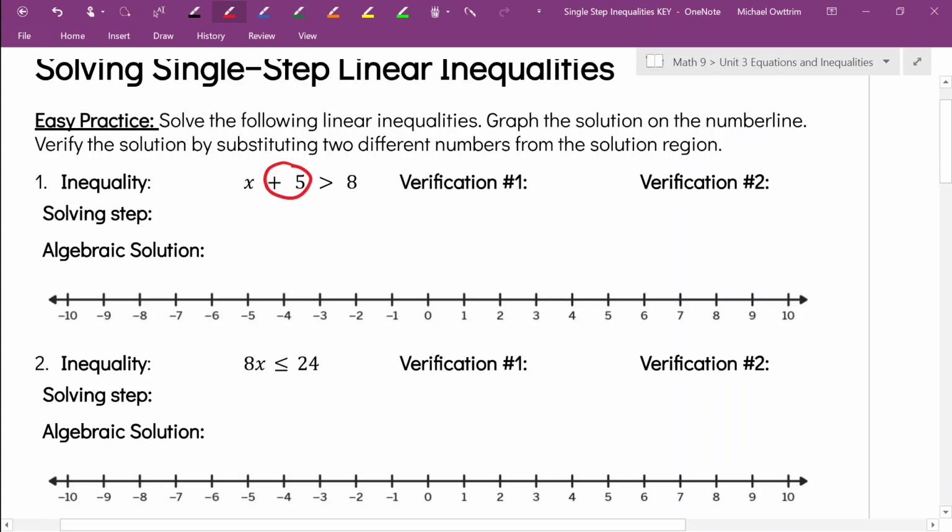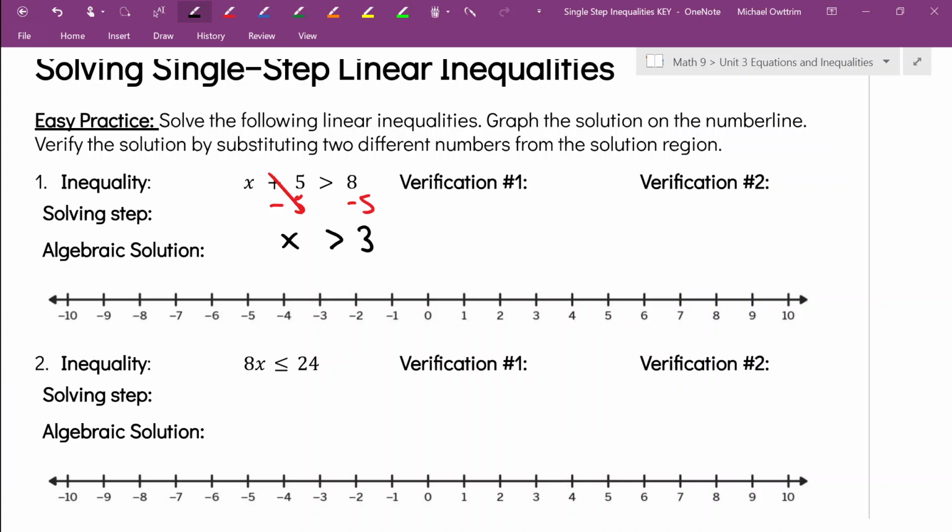AKA, how do we undo what's being done to x? X is right now being added to by 5, so what's the opposite of adding 5? It's subtracting 5 from both sides. On the left side of the inequality, we just have the variable x. Our inequality sign stays the same, and 8 take away 5 is 3. So our algebraic solution is just that x is a greater number than 3.